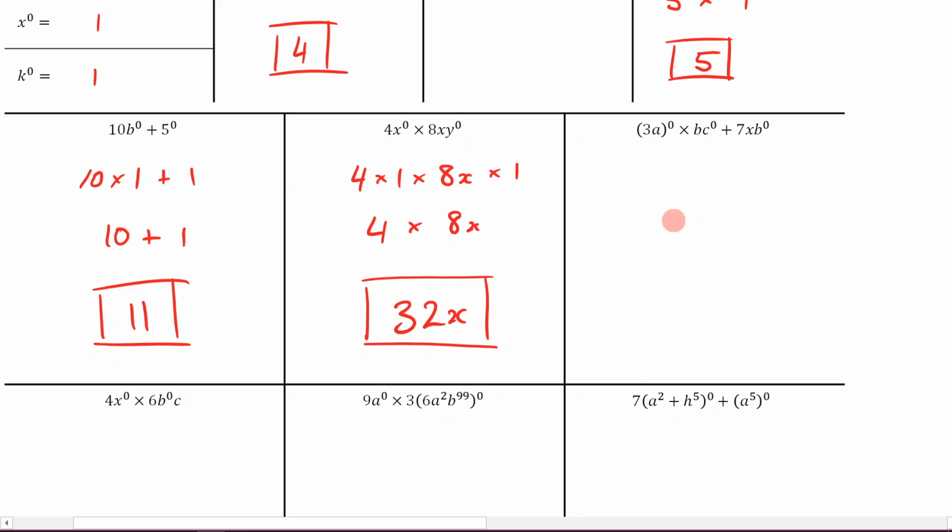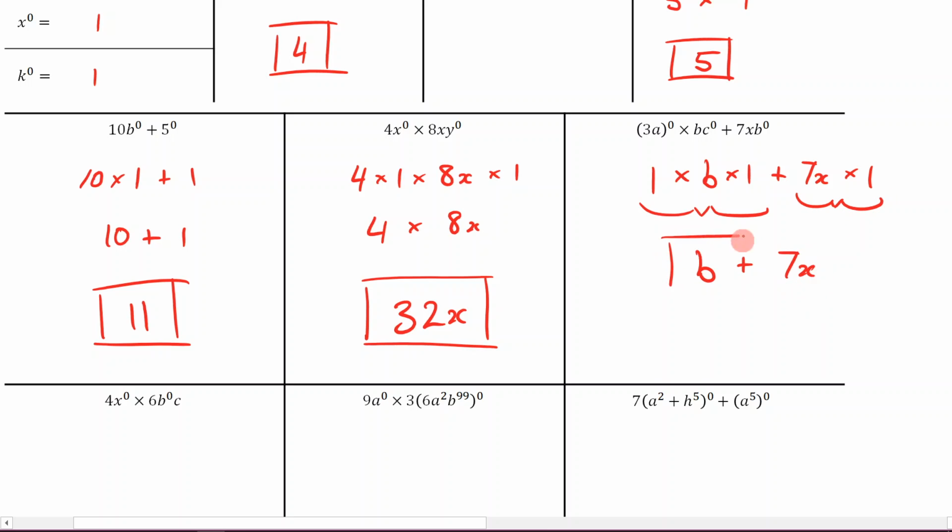Let's keep on going. Here we have 3 to the a raised to the 0. So the whole thing is raised to the 0, so it's going to be 1 times, this b isn't raised to the 0, but this c is, so times that by 1, plus, here I have 7xb to the 0, so it's going to be 7x times 1. All of this is just going to be b. Then I'm going to plus, this right here is just going to be 7x. So that means that that's my answer.